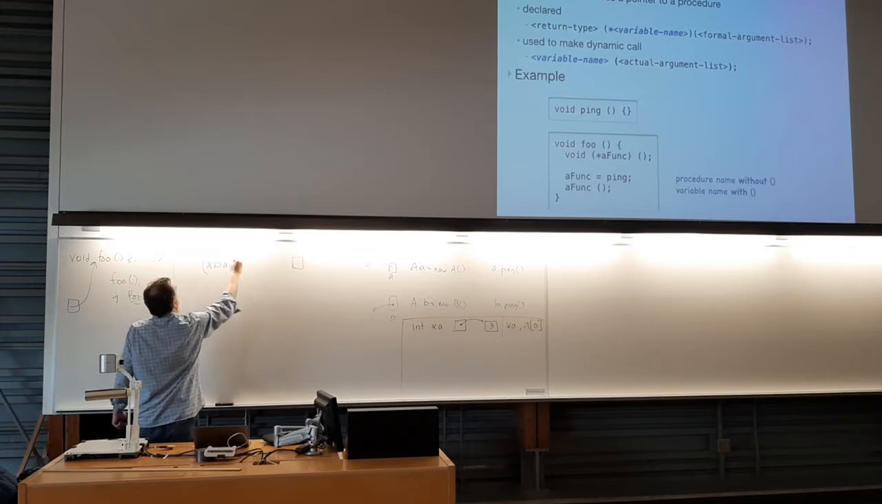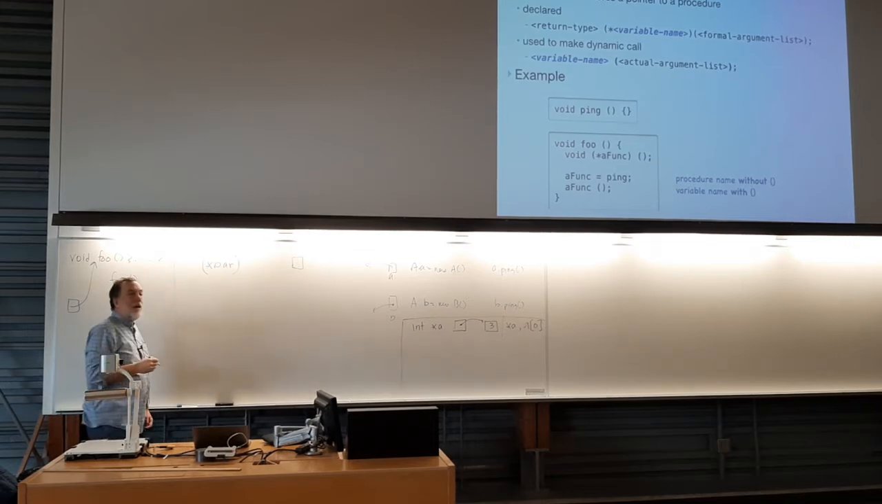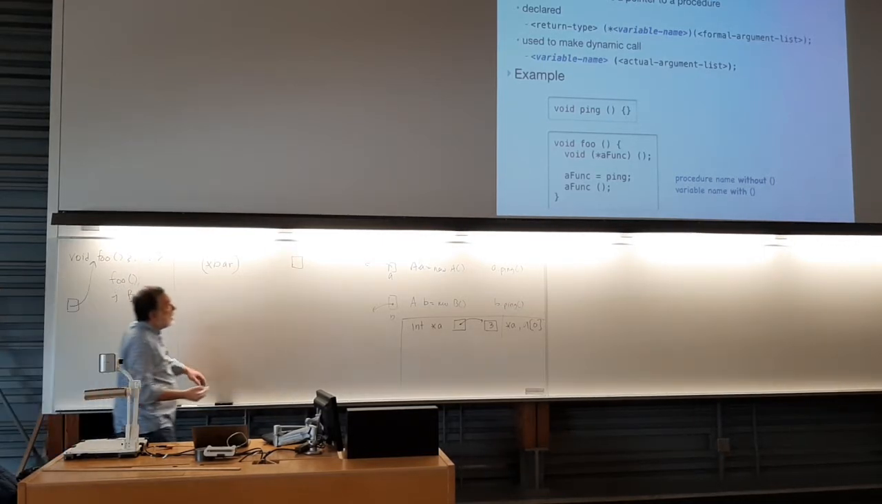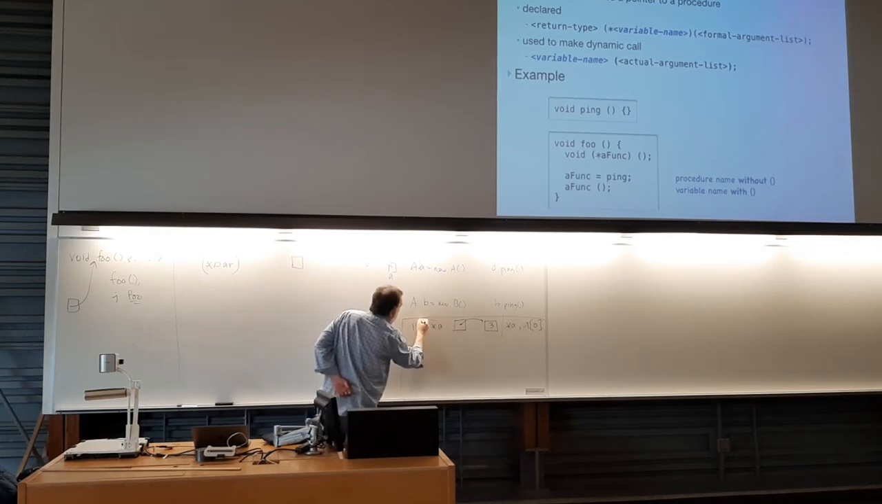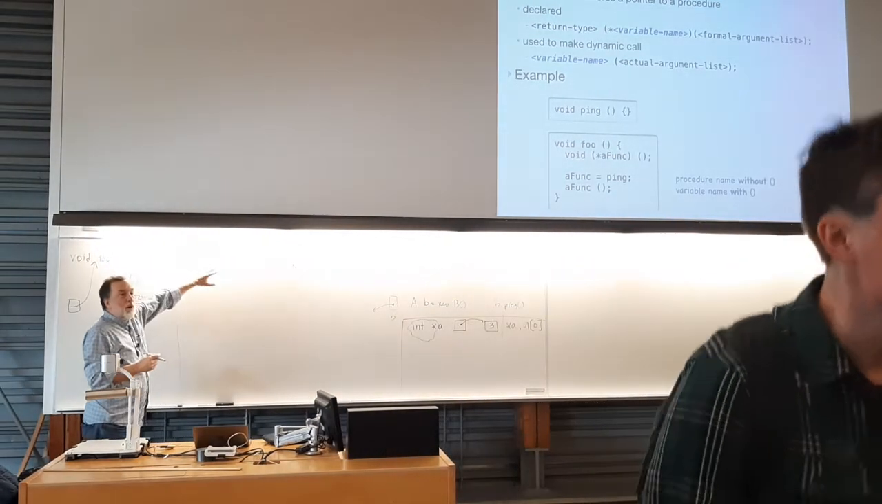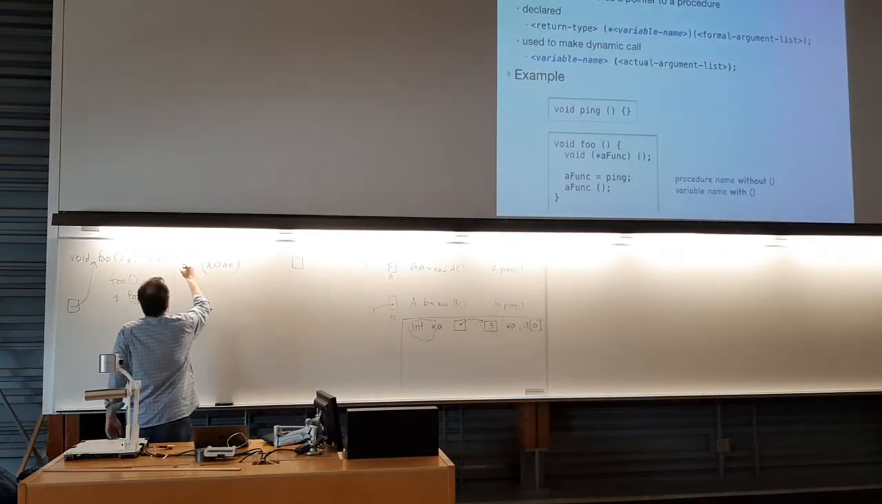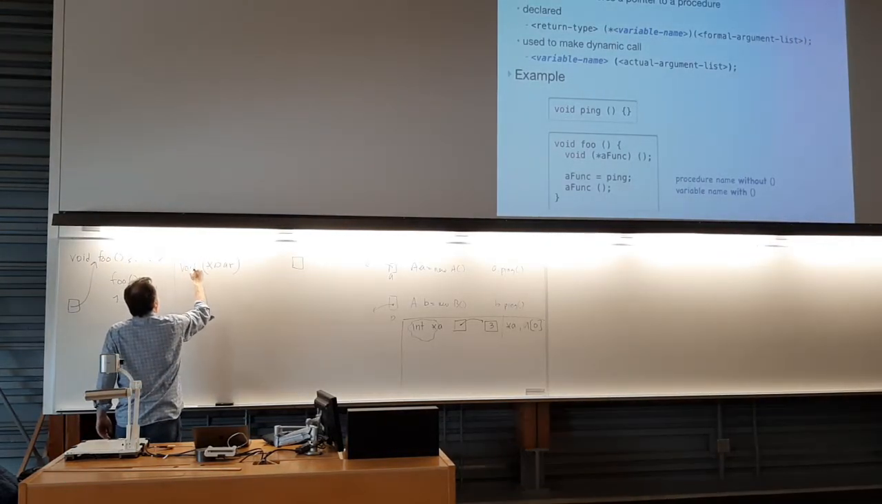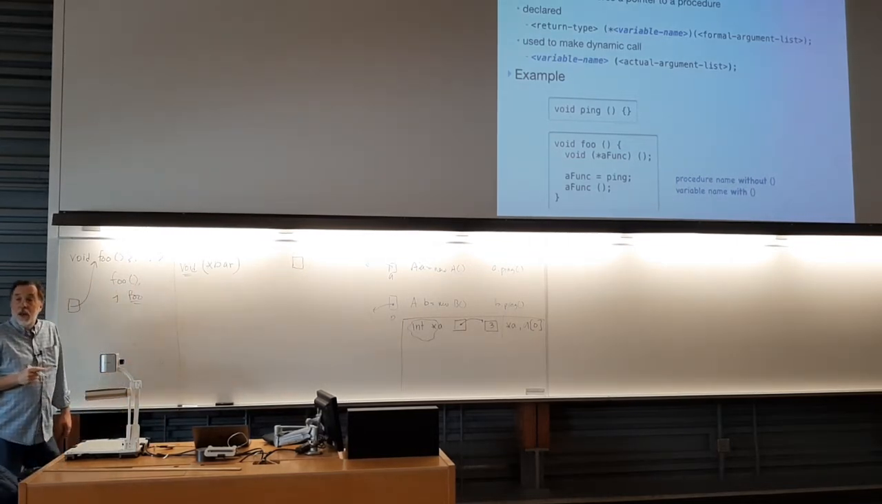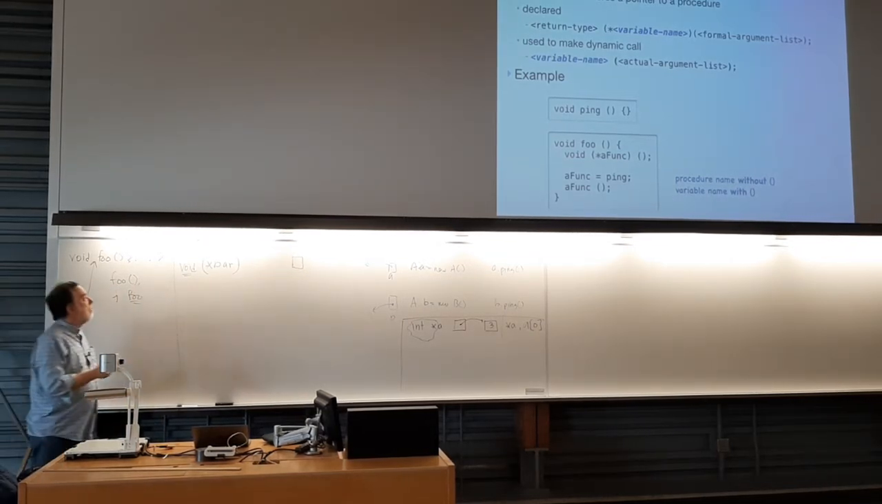So what I do is I take the name and put a star in front of it, which is sort of an indication of a pointer. But the variable name is in the middle. I then put parentheses around this. I put a type here. That will be the return type of this function pointer.